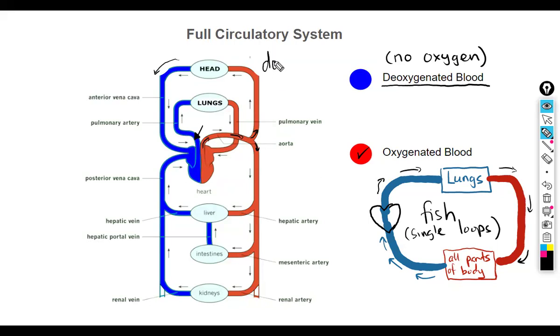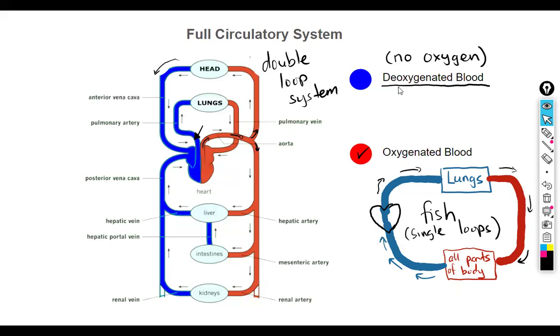Humans have a double loop system. It does not have a single loop system. Now, this is more complicated, right? I don't know why humans evolved with that system. I really don't know. All I know is that is how the circulatory system in humans looks. So eventually, you're going to have to learn all the different veins and all the different arteries.